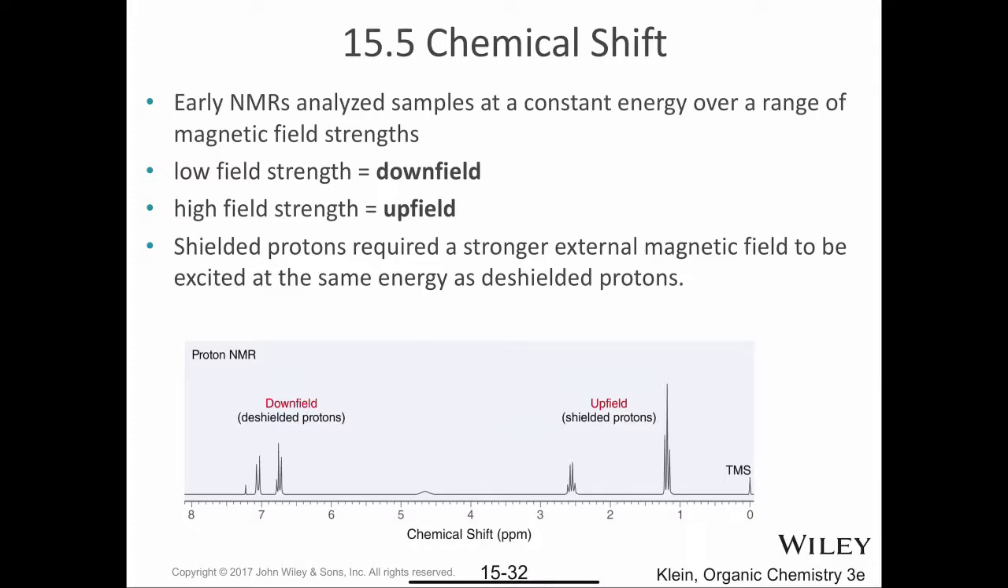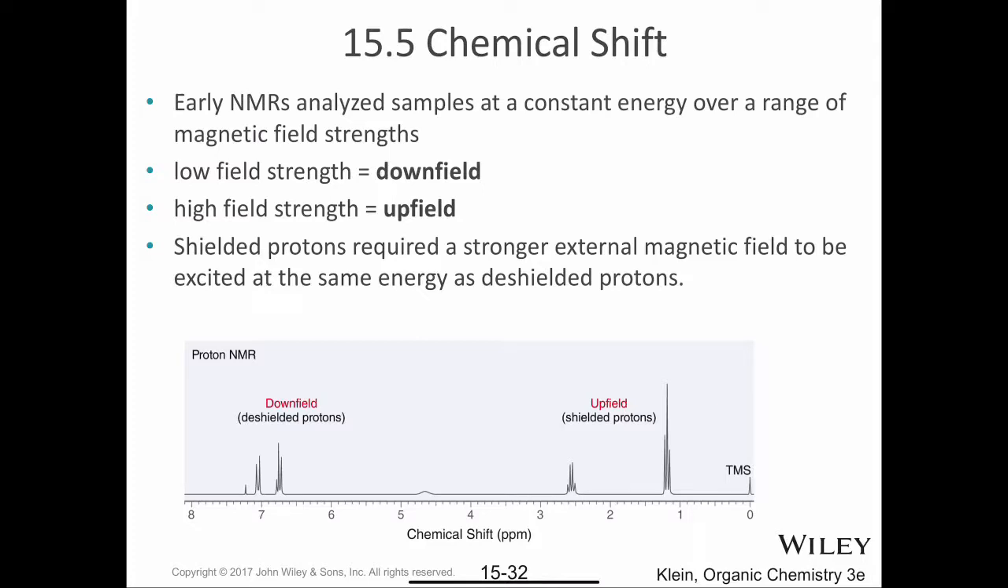Signals on the left side of the spectrum were produced at lower field strength, and we call that downfield, while signals on the right side of the spectrum were produced at a higher magnetic field strength, and we call that upfield. And if you think about it, shielded protons are going to require a stronger magnetic field to be excited at the same energy as deshielded protons. And what I mean by energy is the electromagnetic radiation, which was held constant in these old continuous wave spectrometers.